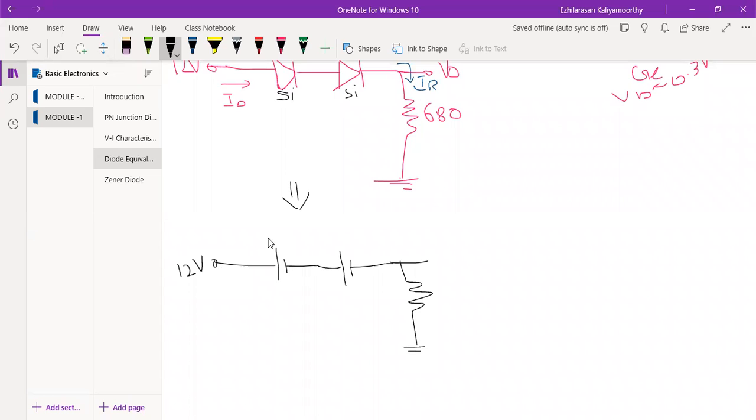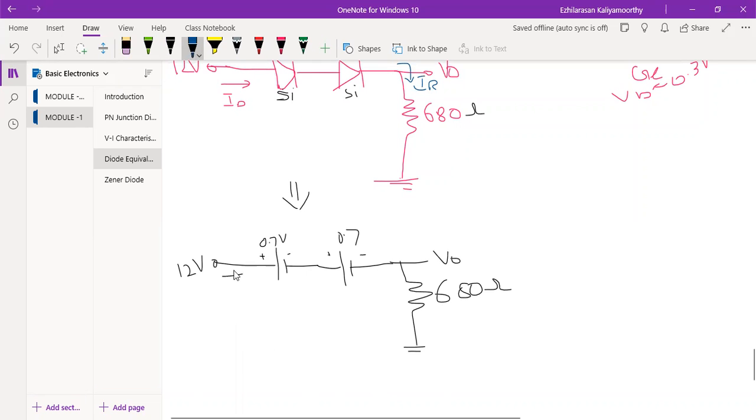What about the voltage across this one? This voltage is nothing but 0.7 volt, because this is plus and this is minus. Keep it in mind. Even this one will be 0.7 volt. Now what about the resistance? The resistance is 680. They have not given any unit, so by default you have to assume it is ohm. This will be your V naught.